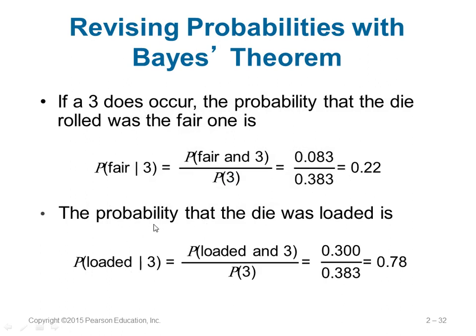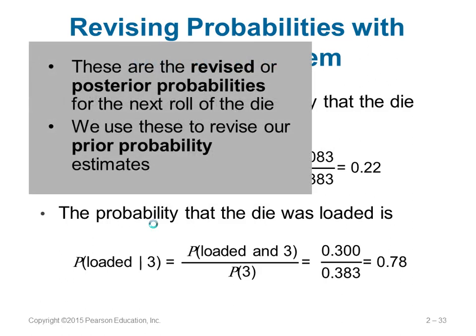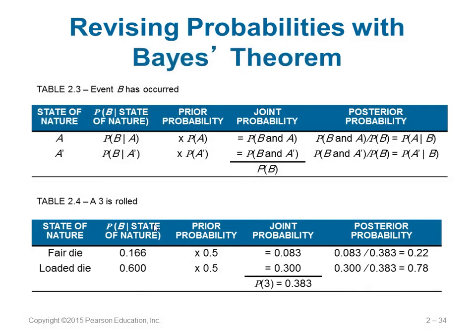Similarly, you can do it for loaded: you have got number 3, you are going to check whether the die is loaded or not. Okay, if it is loaded, what's the probability? So these are called revised or posterior probabilities. Okay, you can use these to revise our prior probability. So here is just the tabular format of what you have done before. The probability state of nature is A, which is P(B|A) into P(A) is equal to P(B and A). And there is also a representation called A dash. A dash means opposite. A is head, A dash means tail, like this. A is fair die, A dash is loaded die. P(B and A) by P(B) is equal to P(A|B). We know these things. So you just put their values, you get the answer.